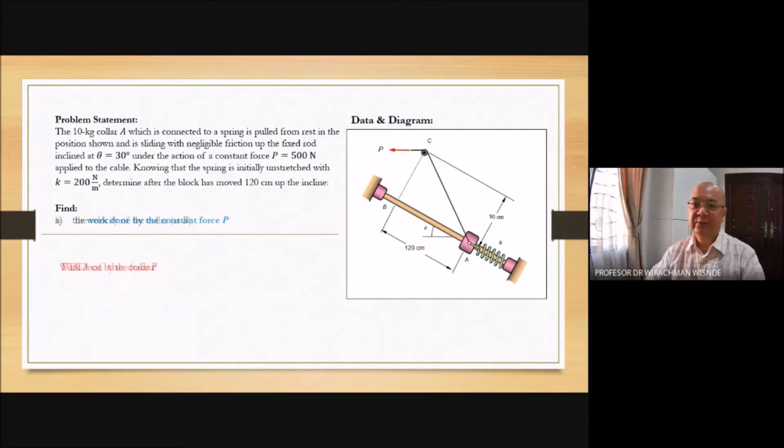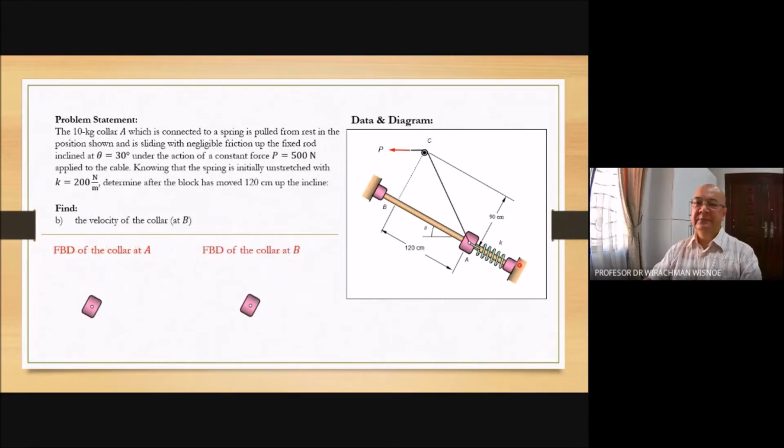Now let's go to question B. The velocity of the collar at B. For that, let's draw the free body diagram. I draw here two free body diagrams. One is at A, one is at B. Because the force P changed from the cable point of view.